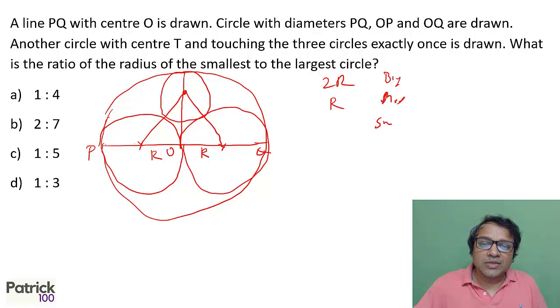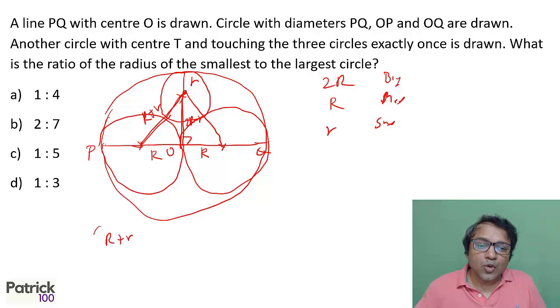Let the smaller circle radius be r. That means this will be r. So the height here will be 2R minus R. And this will be R plus r, because we are joining the centers of the circles. So R plus r. So it is a right angle triangle. So R plus r, the whole square, should be r square plus 2R minus R the whole square. Right angle triangle, Pythagoras triple.